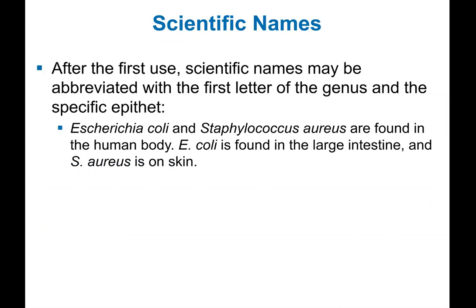So when we use scientific names, the very first time that we use them, we have to write out the full name so that we're clear on what we're talking about. So here's an example with this sentence. Escherichia coli and Staphylococcus aureus are found in the human body. E. coli is found in the large intestine, and S. aureus is on the skin. So notice the first sentence we had to fully write out the names, but any subsequent use, you can use the abbreviation where you see that the first letter of the genus is used with the species name.